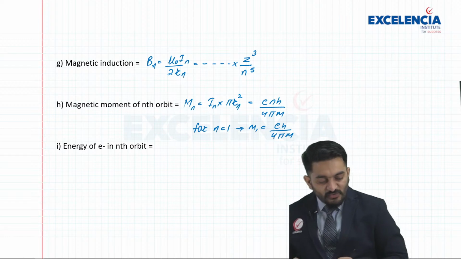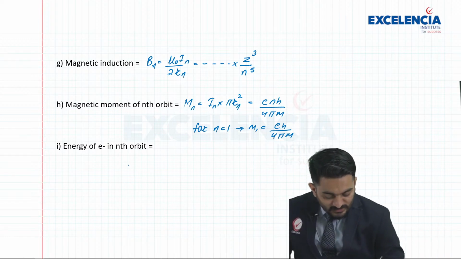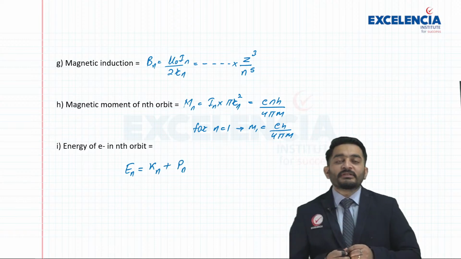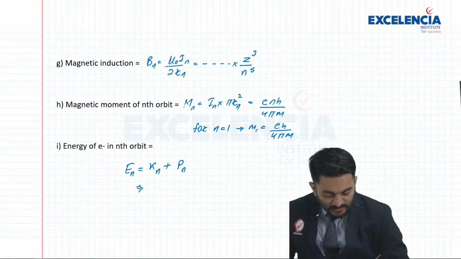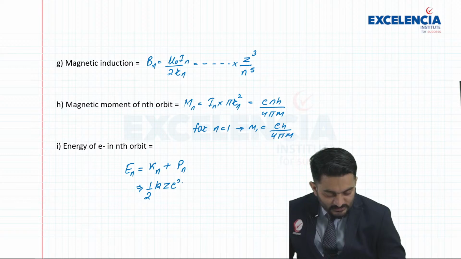And the energy of the electron in the nth orbit: for that you need to understand that when we talk about the total energy in the nth orbit, definitely it is the sum of kinetic energy and the potential energy. Now when I write the energy, I'll write in terms of K, so there should be no confusion, because K simply stands for a constant over here, KZe square, and this is the radius of the nth orbit.